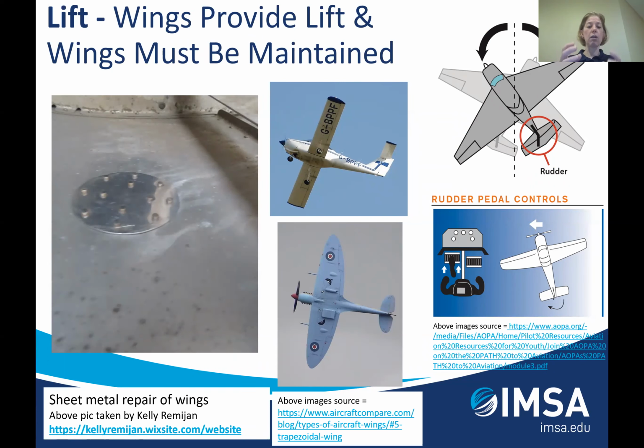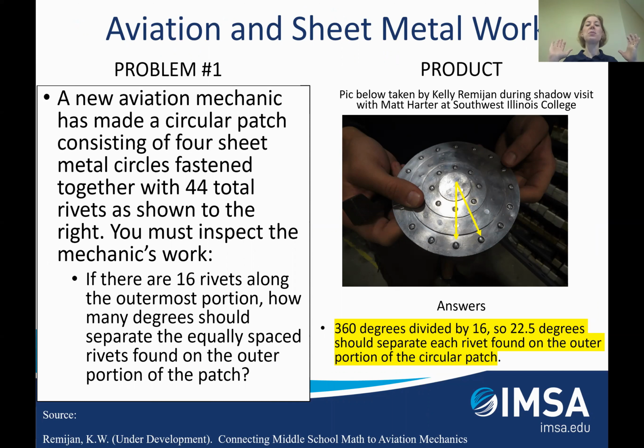This was a problem that I made up on my day of exploring aviation mechanics at Southwestern Illinois College to learn about all the math that's involved in this career field. And so you might have a circular patch, and you have to put 16 rivets on the outermost portion. And you can get into the angles associated here and the different terminology in terms of rivets and fasteners to be able to fasten this patch to an aircraft.